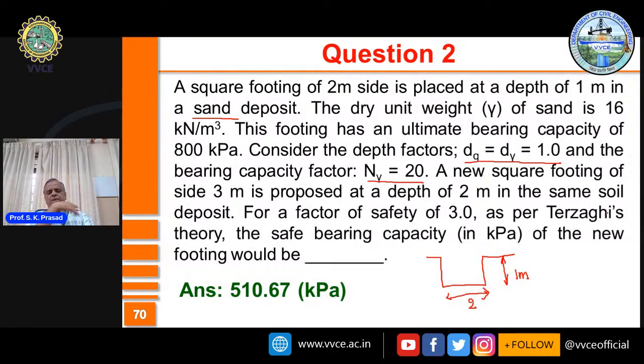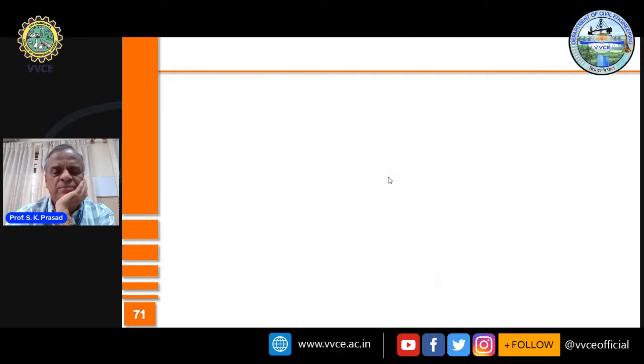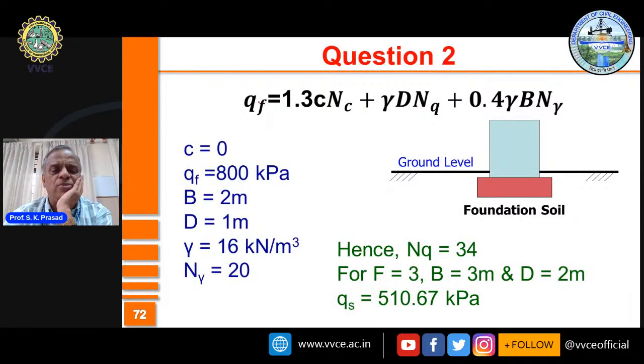In this case, N gamma is given, NC and NQ are not known. Fortunately, you know that it is sandy soil, therefore NC will be 0, because C is 0. So to find NQ, you use the data which is given for the initial foundation. According to that, this is the equation for ultimate bearing capacity for square footing.